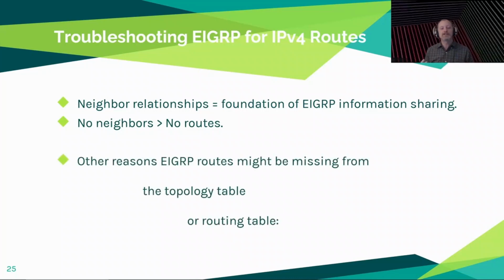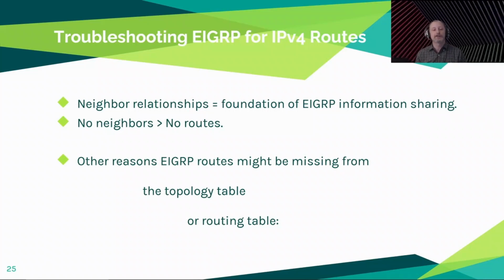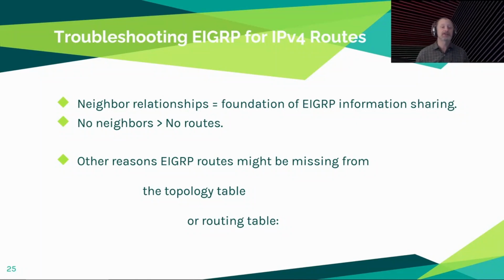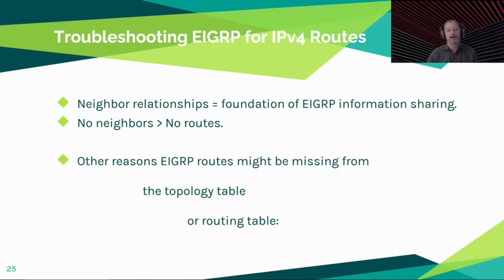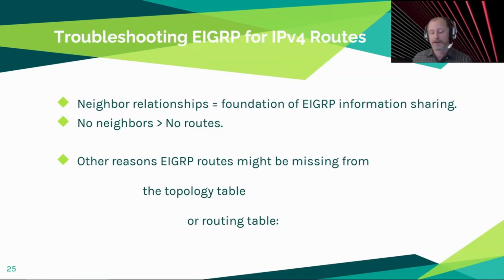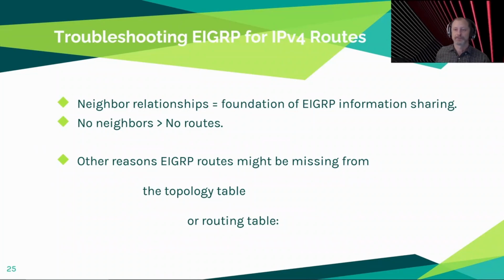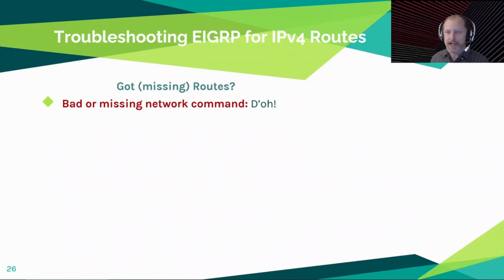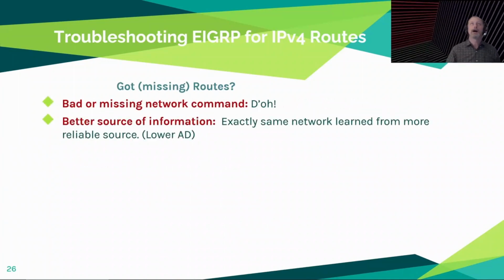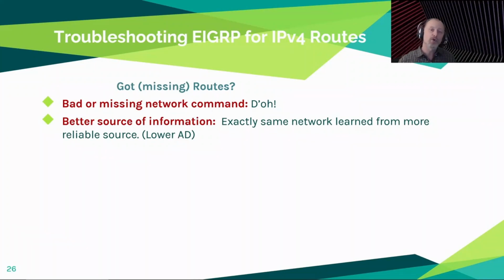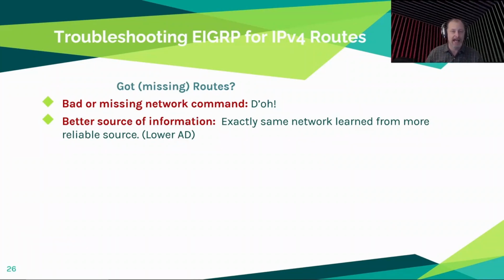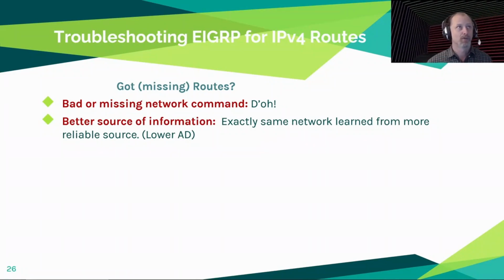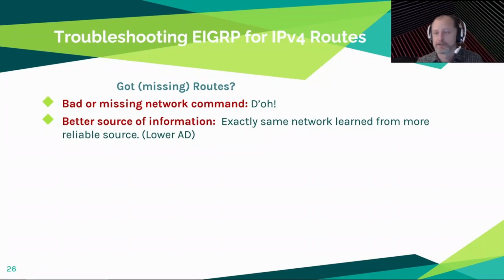Now, there's lots of reasons that a route might be missing from either the topology table or the routing table. If it's missing from the topology table, then it's going to be missing from the routing table, unless it learned the route from someplace else. So again, missing routes, check your network commands. Or was there a better source of information? That /24 route that you're looking at in the routing table, was it learned via a static route?